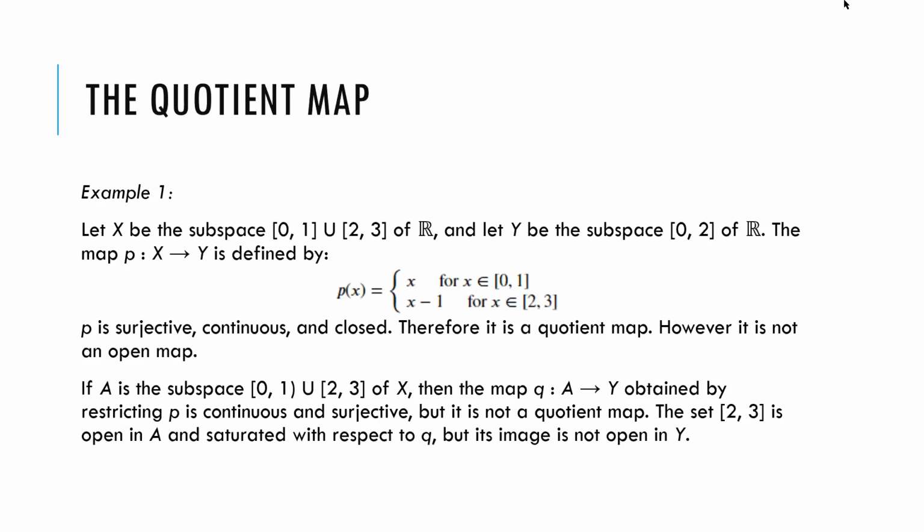So here is our first example. If X is the subspace [0,1] union the closed interval from 2 to 3 of R, and Y is the subspace of the closed interval from 0 to 2 of R, then the map P defined that way is surjective, continuous, and closed. Thus, it is a quotient map. However, it is not an open map.